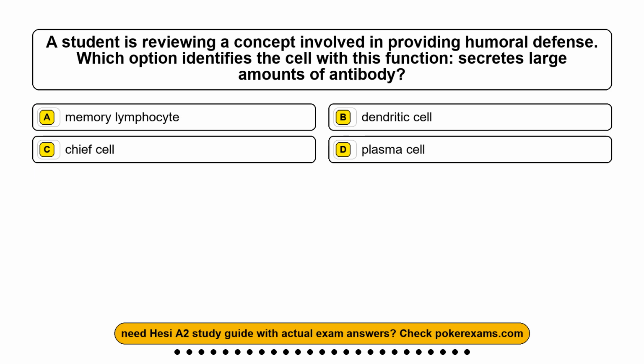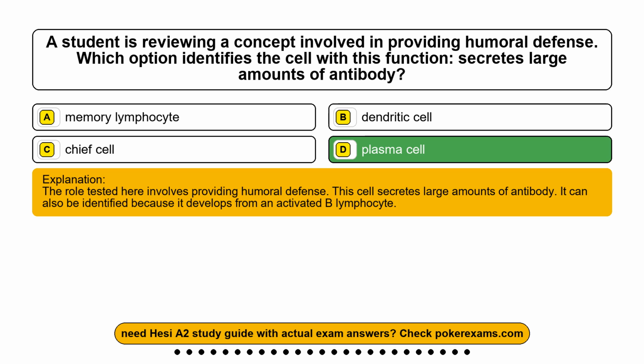Question 24. A student is reviewing a concept involved in providing humoral defense. Which option identifies the cell with this function, secretes large amounts of antibody? Option A, memory lymphocyte. Option B, dendritic cell. Option C, chief cell. Option D, plasma cell. The correct answer is option D, plasma cell.